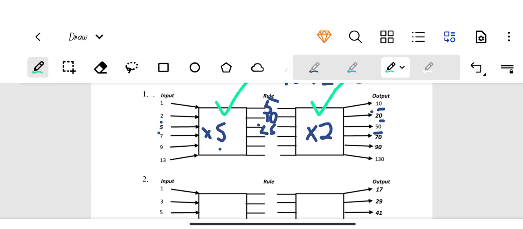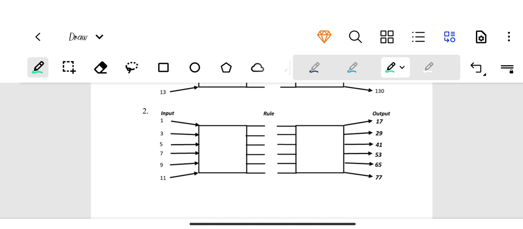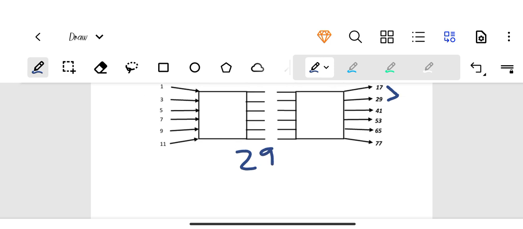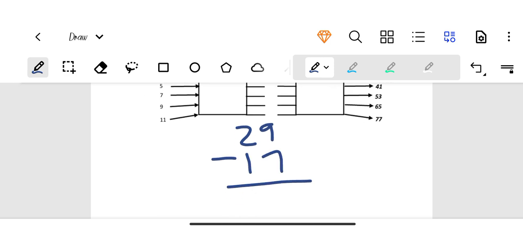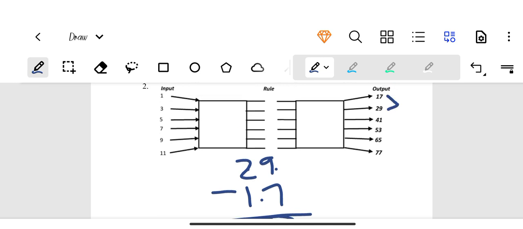Okay, so let's just look at the second one. With the second one, we can see again, they gave us the input and the output, but not the rule. What do we do? We check, what is the difference between those two? That's the simplest way to finding out the rule. So the difference between the two, let me say 29 and 17. Difference means subtraction. So 9 minus 7 is 2, 2 minus 1 is 1. So it means that the difference is going to be 12.